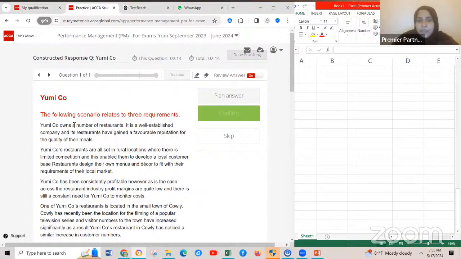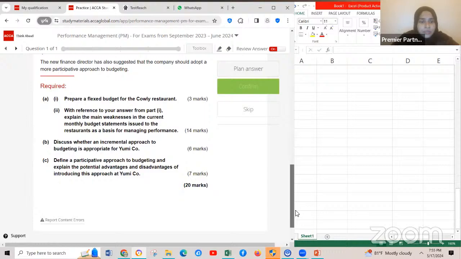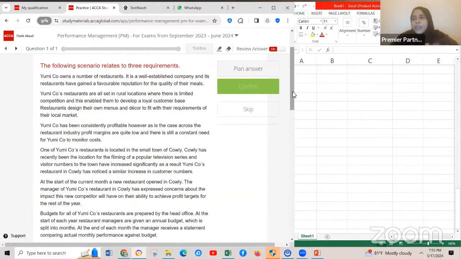Yumiko, the following scenario relates to 3 requirements. These are section C questions, guys. Yumiko owns a number of restaurants. It is a well-established company and its restaurants have gained a favorable reputation for the quality of their meals. Yumiko's restaurants are all set in rural locations where there is limited competition, and this enabled them to develop a loyal customer base. Restaurants design their own menus and decor to fit the requirements of the local market. Restaurants are making their menus to meet local market needs.